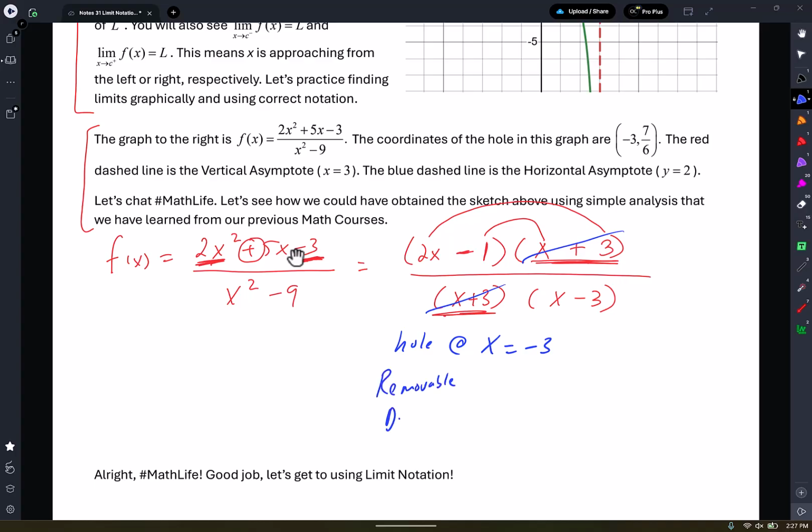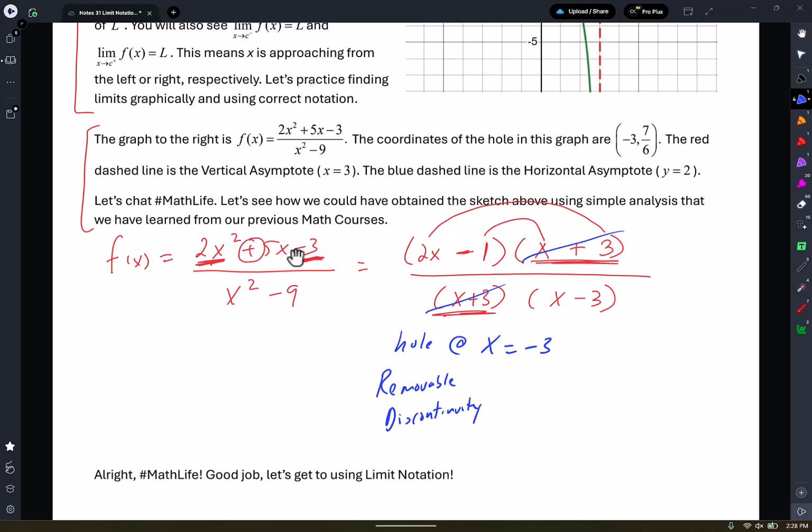Or you can also say a removable discontinuity. Removable discontinuity. Does any of that look familiar to you? None of that's familiar to you? Oh, okay. We'll see what type of shape we are in with rational functions. Hopefully we're in okay shape, but if not, we'll try to do a lesson.